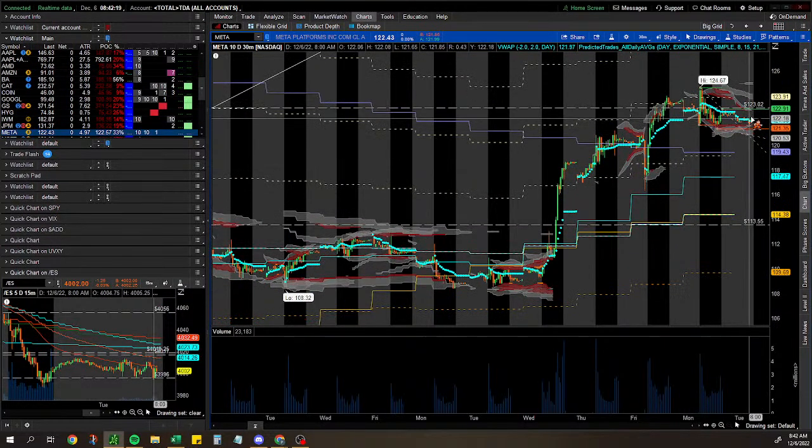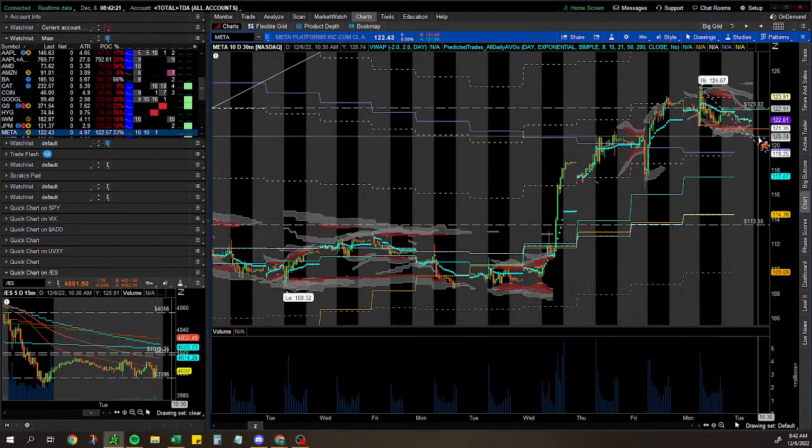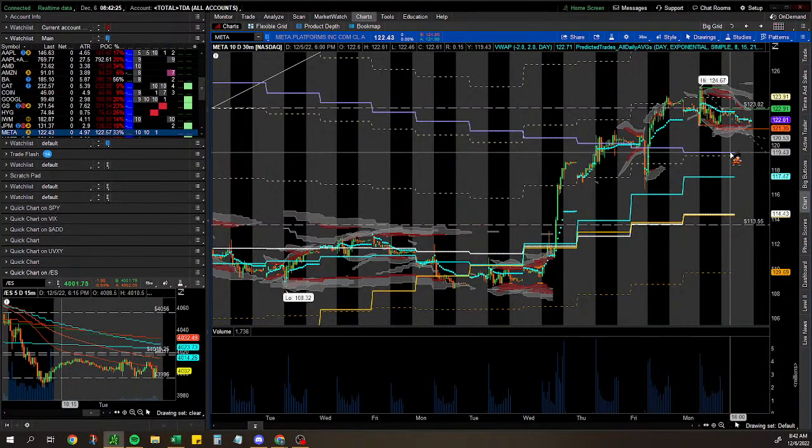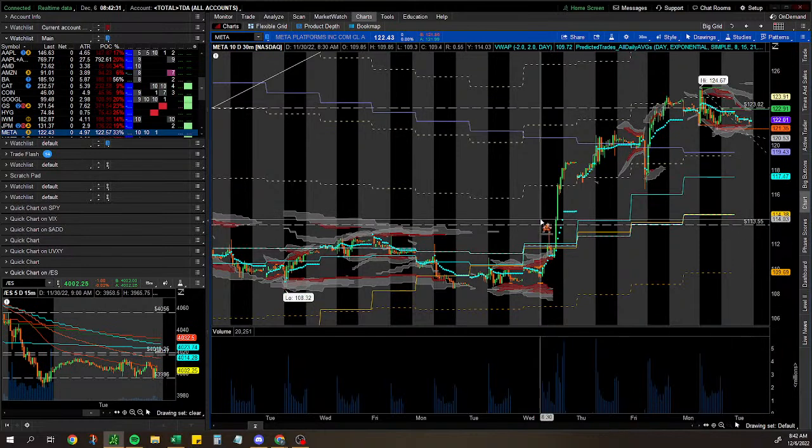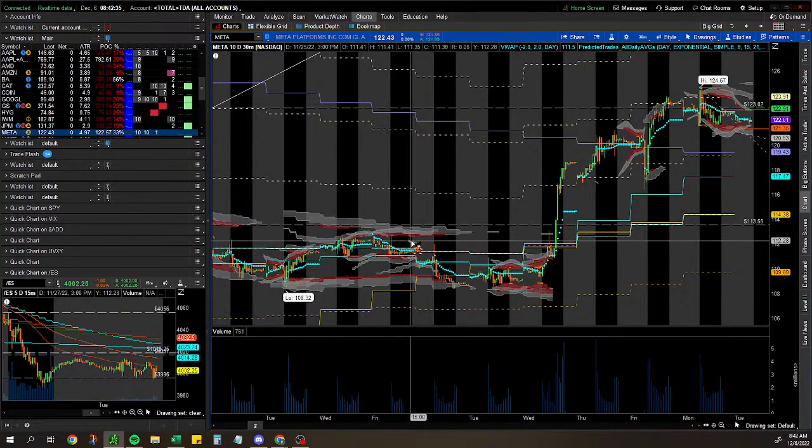But if we keep rejecting 123, take out 121, and start to fall, daily 50, first target, near 119.5, then daily 8, daily 21, and that 114 that we took off through, and that was kind of resistance.